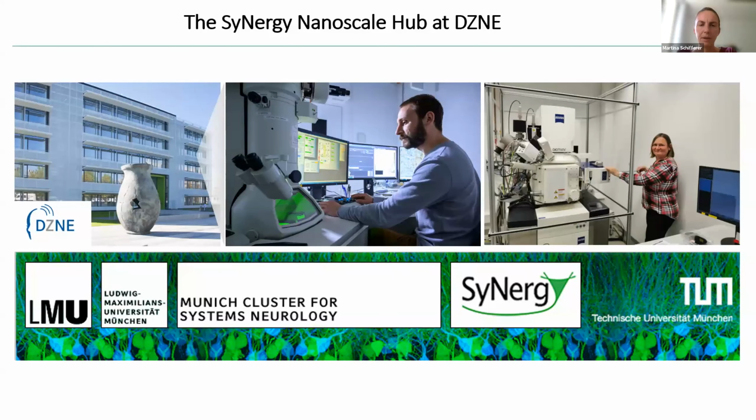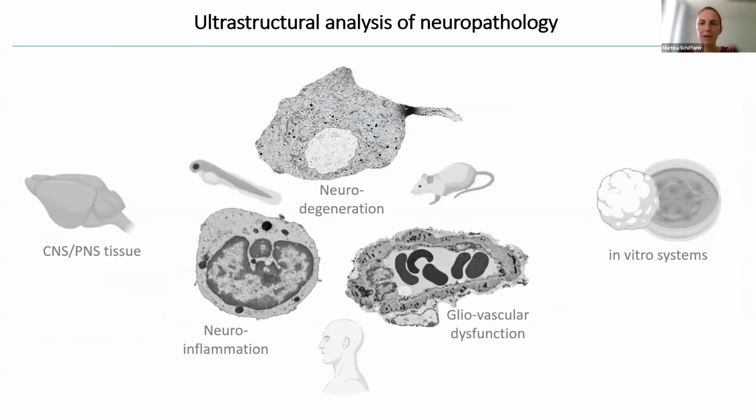So we are situated in Munich, Germany, and we are working with different groups in the field of neurobiology. So the hub is called the Nanoscale Hub. And yeah, here are some images of our facilities. And our interests are in neurodegeneration, neuroinflammation, and gliovascular dysfunction.